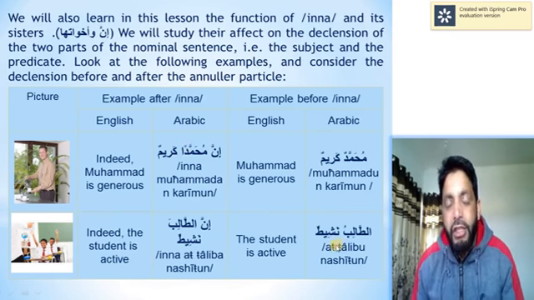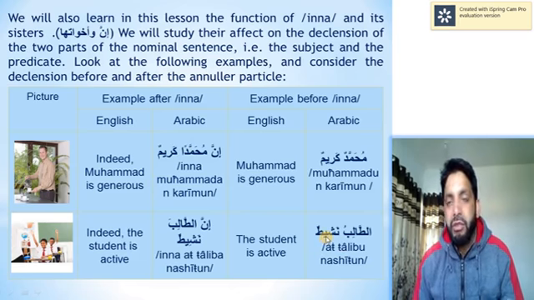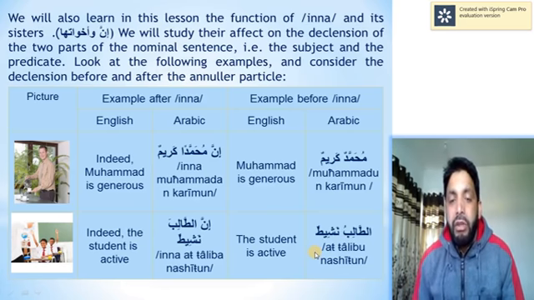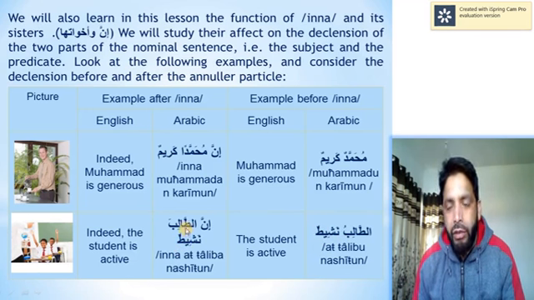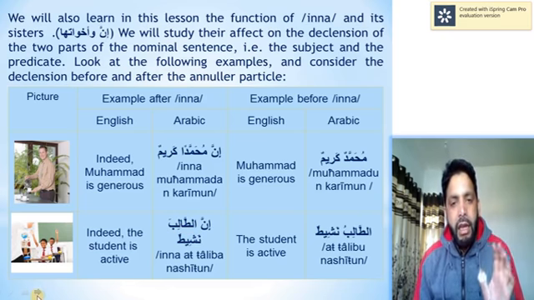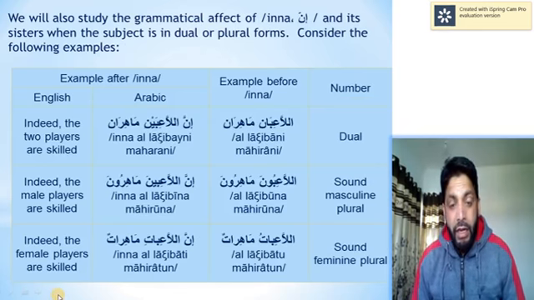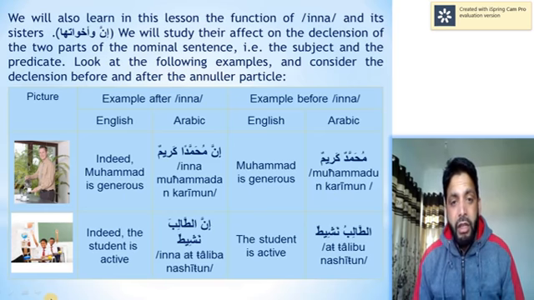See, at-talibu nashitun. At-talib means student, nashitun means is active. At-talibu nashitun means the student is active, intelligent, we can also say. But when I use inna on this nominal sentence, I say inna taliba nashitun. Talibu became taliba. You see here it's talibu, now here it is taliba. Inna taliba nashitun. Verily, indeed, the student is active.